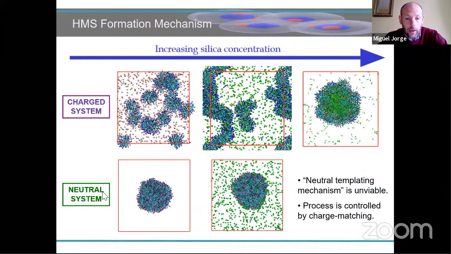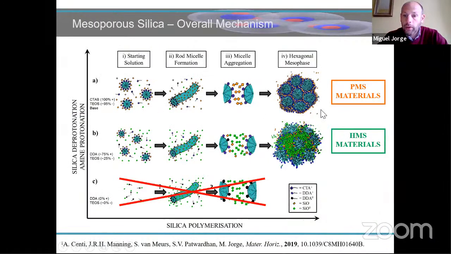And so we then put together this diagram to put together the information on PMS materials like MCM-41 at very high pH, where you have everything driven by charge interactions. And this lower pH synthesis of amine-templated HMS materials, which because of the lesser degree of charge lead to more disordered arrays of surfactants, but nevertheless, the charge interactions are what lead to the formation of these hexagonal liquid crystals. Okay, and we published that in Materials Horizons a couple of years ago.